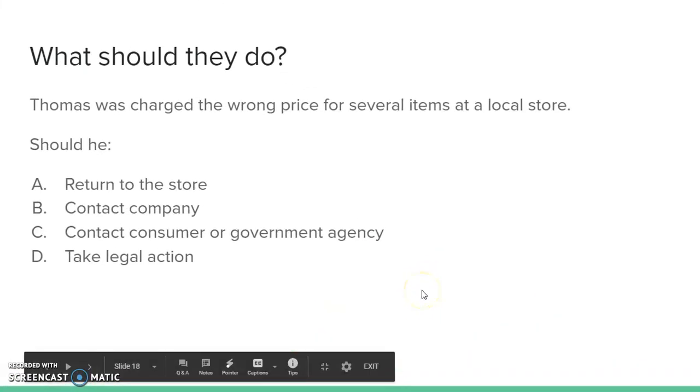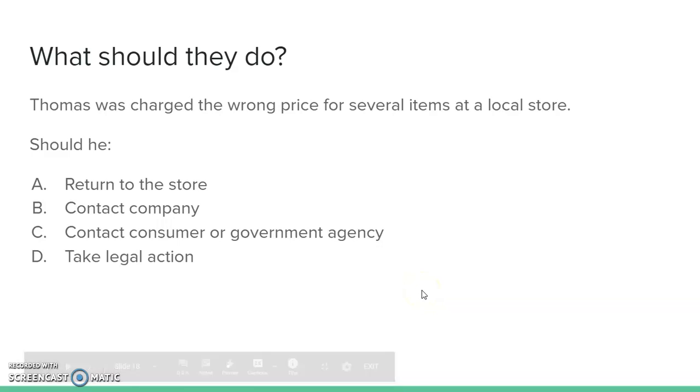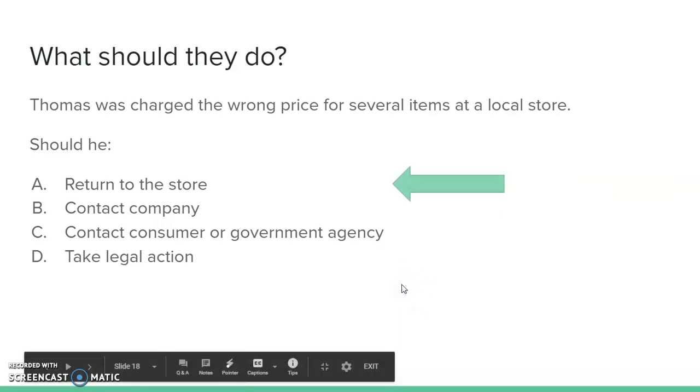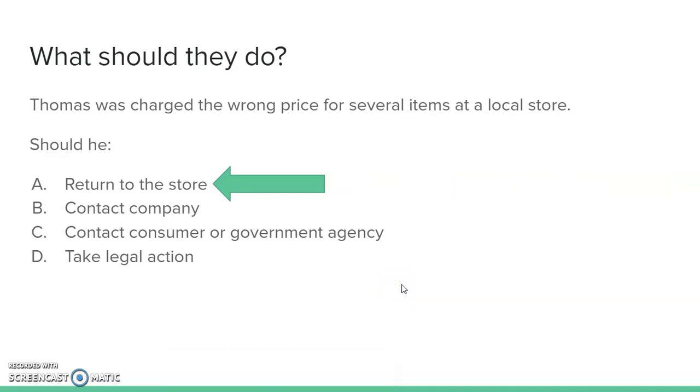Next one. Thomas was charged the wrong price for several items at a local store. Okay, so what do you do in this situation? If you are a consumer, you return to the store, indicate that you were improperly charged, and make sure that the situation is resolved.